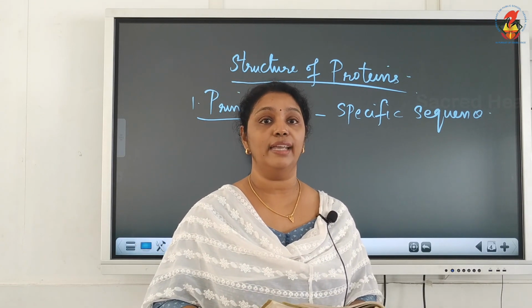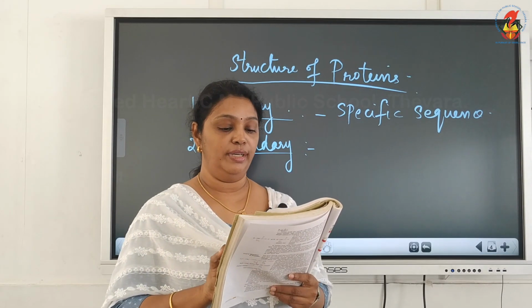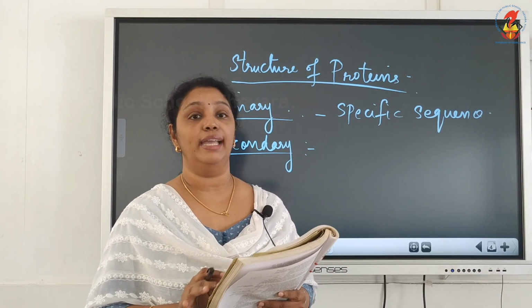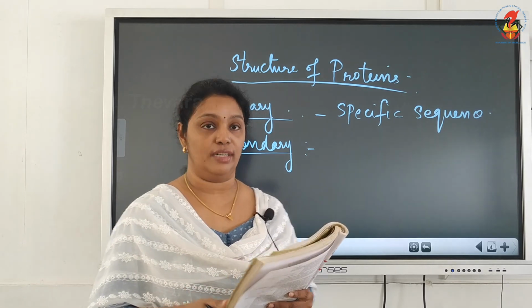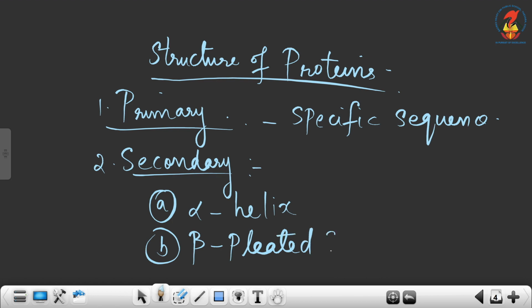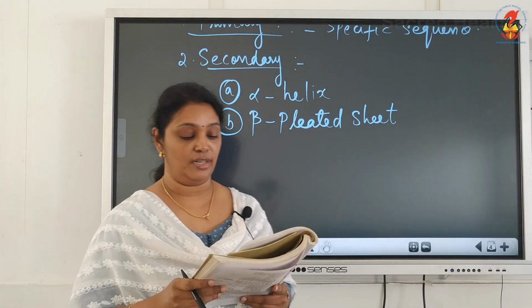Now next comes the secondary structure of proteins. So second is secondary structure. Now secondary structure of proteins is found to exist in two types. One is alpha helix and second is beta pleated sheet structure. So secondary structure is of two types. One is alpha helix and second is beta pleated sheet structure. So let's see what is alpha helix and beta pleated sheet structure.